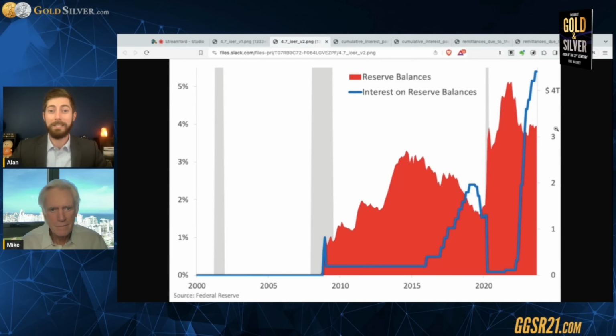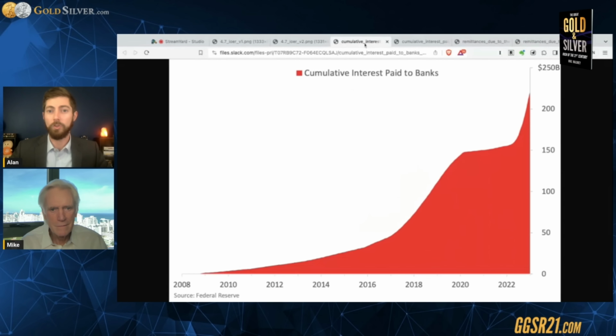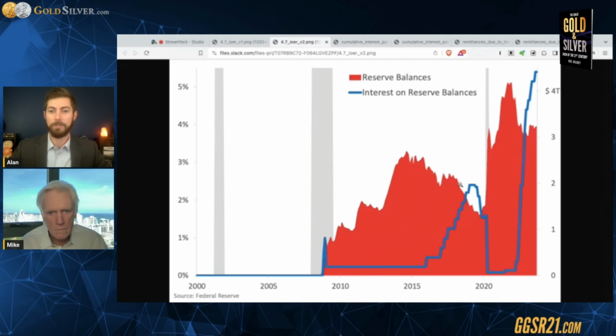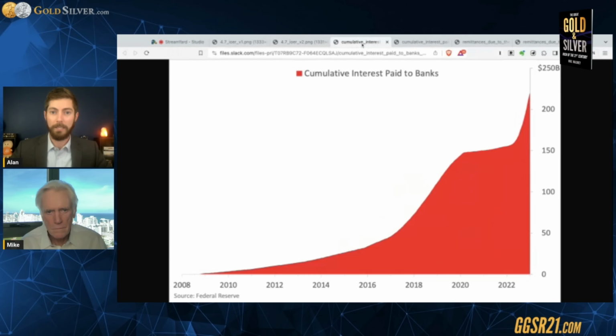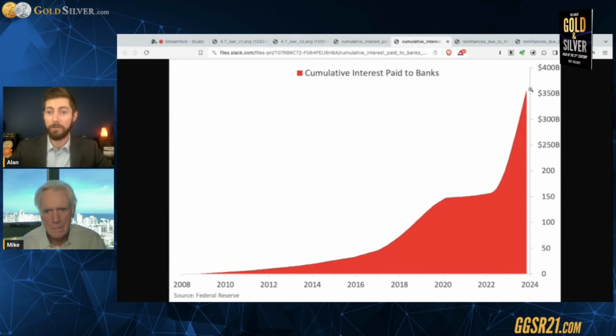So that leads me into the next chart, which was in the book. This is the cumulative interest that's been paid to banks. So it looks like about 220 billion at that point when the book was published, just over a year ago. Yep, exactly. So for the most part, the simplified calculation is basically taking the amount of reserves that the banks have and multiplying it by the interest rate. And that's how you get the amount that they're paid. And then you just add it up over time, and this gets bigger and bigger and bigger. And we're at about 220 billion as of the time the book came out. And now it's over 350 billion.